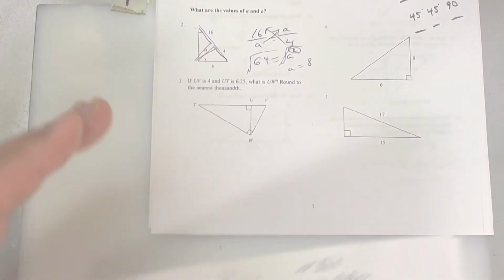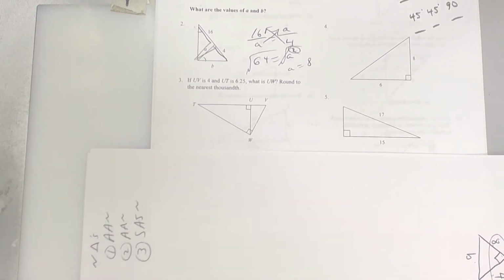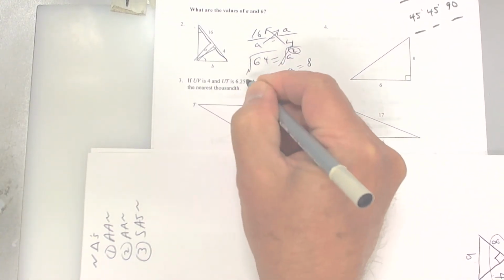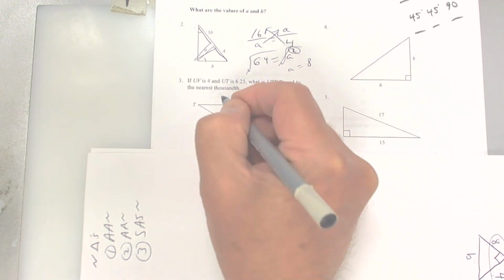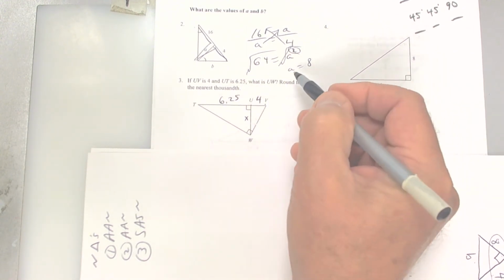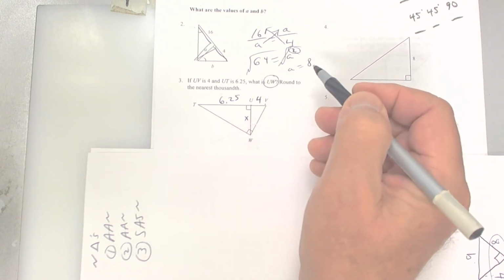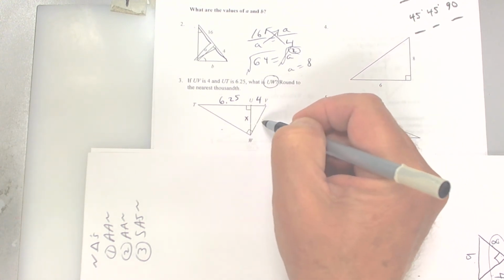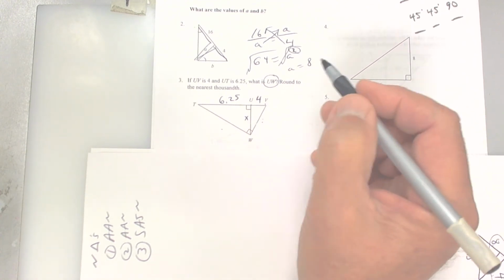This one right here is also the track method, so I'm not going to work it, but I'll set it up. So UV is 4. That's this one, UV. And then UT is 6.25. And you're looking for this. What's the value of UW? UW is this one. Sometimes they ask for these, so then you'd have to do Pythagorean.